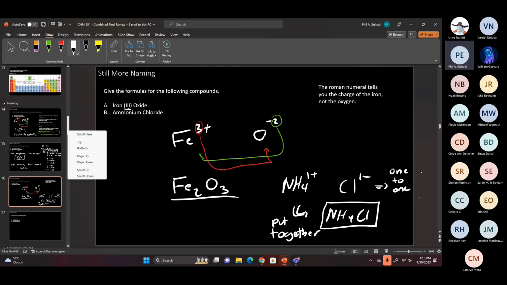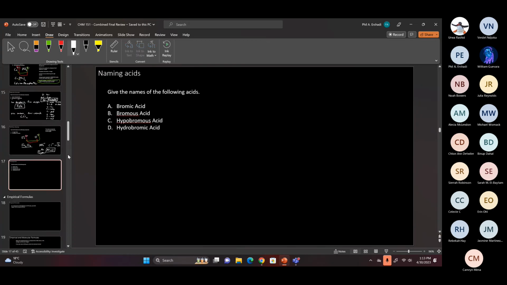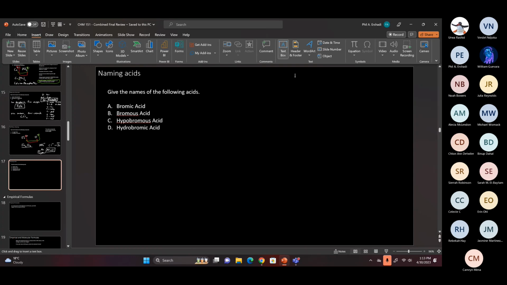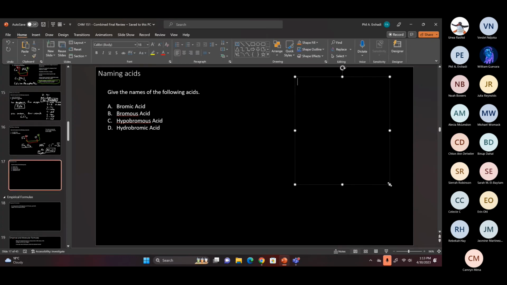All right, let's see how many other naming questions I have here. Oh, yeah, what about acids? Haven't talked about acids yet. So here's how we deal with acids. To write the name of an acid, you need some kind of polyatomic ion to go with it. And you need to pay extra special attention to the suffix on the acid.